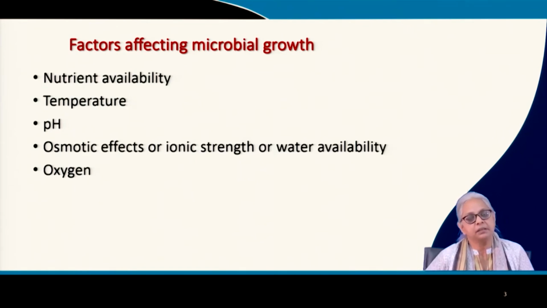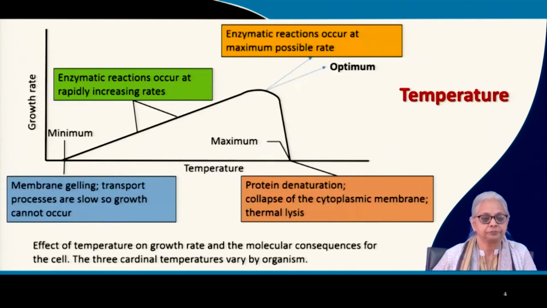We have already seen the factor of nutrient availability. We've gone through the law of the minimum. So, we'll now move to temperature, pH, osmotic effects, which can also be considered ionic strength or water availability or water activity, and finally oxygen. Let's take a look at temperature.